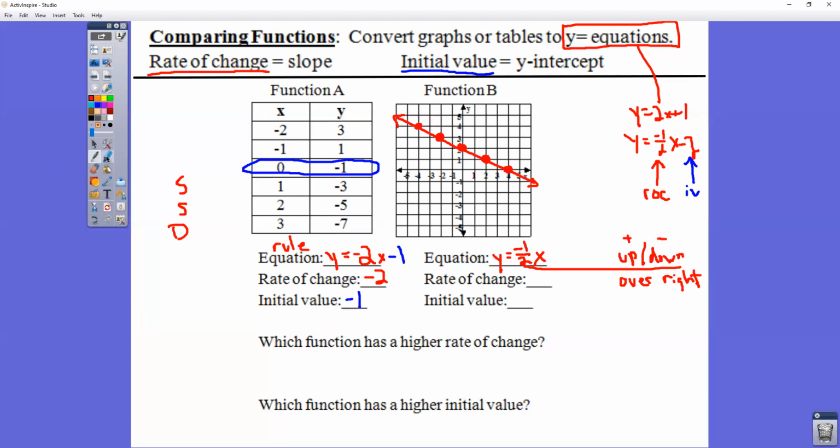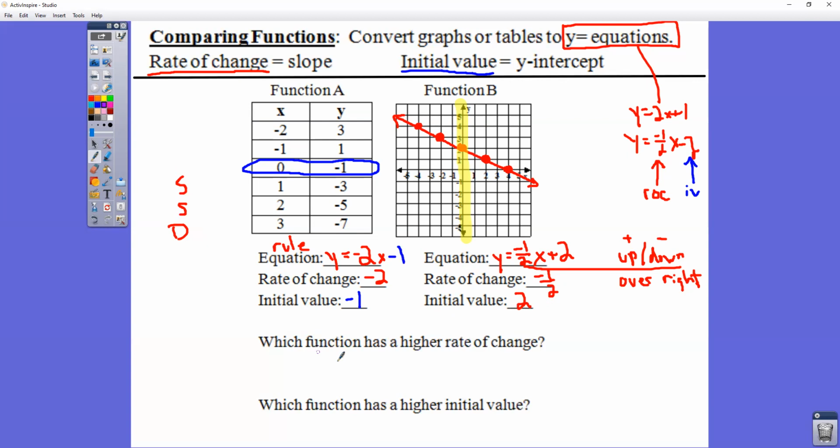So now the second thing is your plus or minus after the x. Well, where does the line cross the y-axis? Your initial value is your y-intercept. It crosses right here at 2. So this is going to be a +2. So again, your rate of change is the number that's in front of your x. So that is -1/2. Your initial value is your 2.